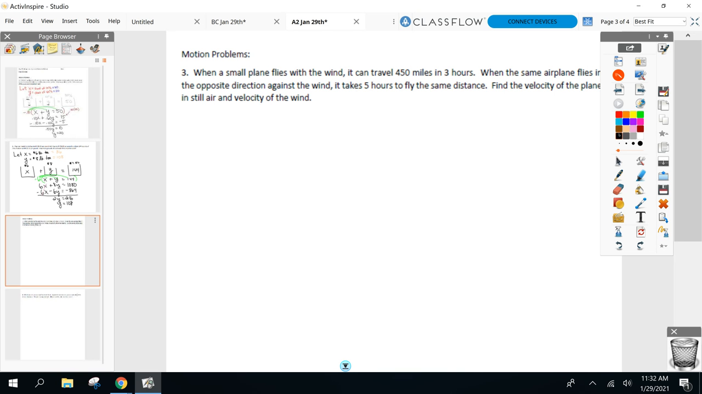Plane speed and wind speed. Variables first. I'm going to get away from X and Y because I got a plane here. So I'll go P equals plane speed. And I got a wind, so I'll go W.